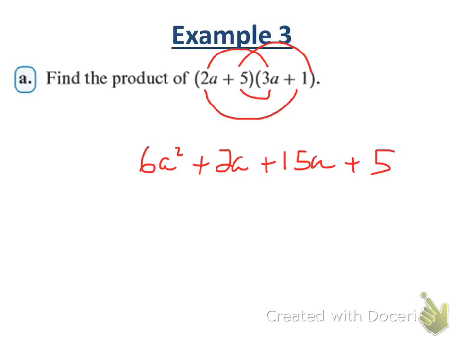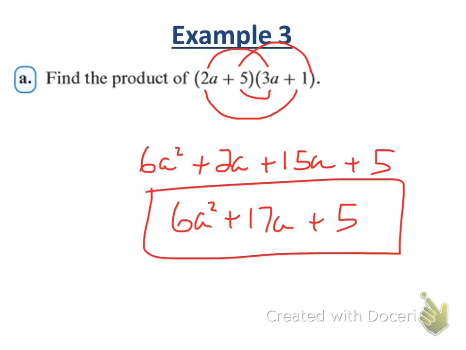Well, what do we get there? 6a squared plus 17a. Now there's patterns here, but they're not as easy to find. Does anybody see any patterns? 2 times 3 is 6. What's the pattern? 5 times 3 plus 2 is 17. That's literally what I just said.